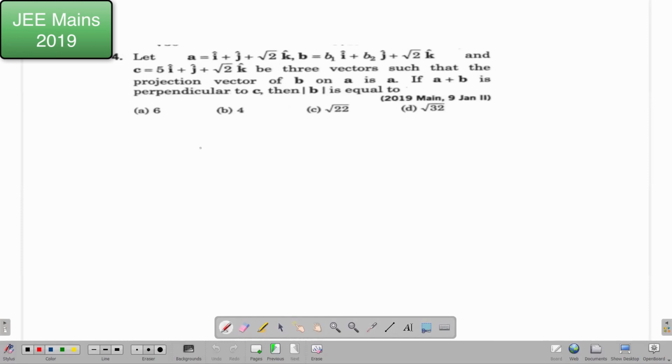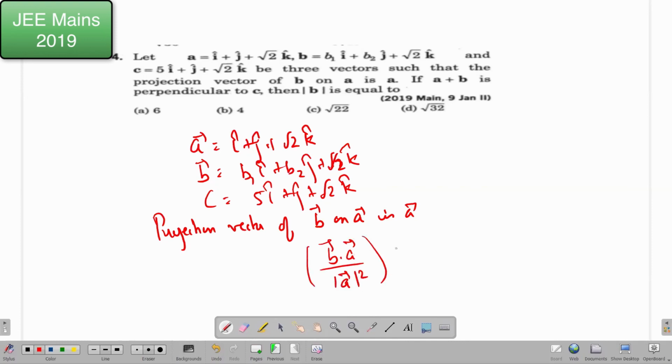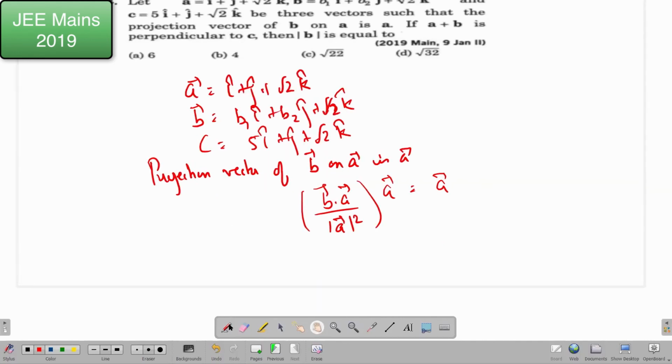Now first of all, write all the given equations. A is given to us as i plus j plus root 2k, B is b1i plus b2j plus root 2k, and C is 5i plus j plus root 2k. The three vectors are such that the projection vector of B on A is A. That means B dot A upon mod of A square, times A, is A.